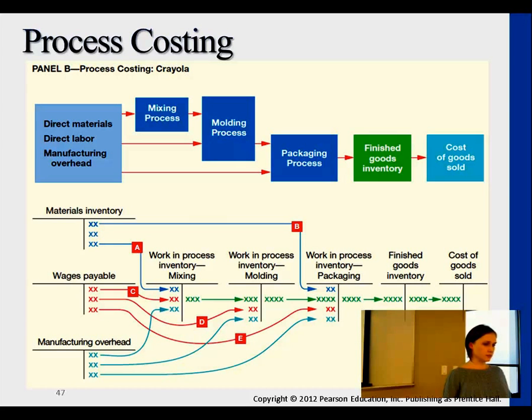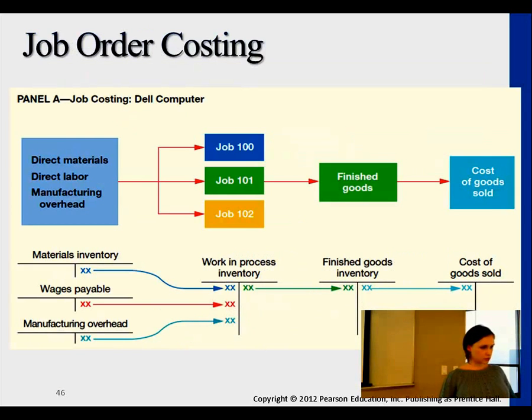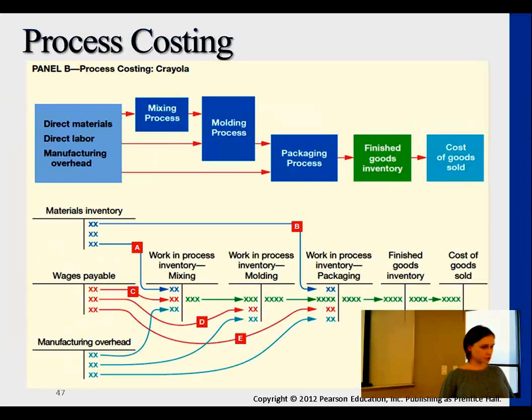So let's look at this. In process costing, this looks just a tad different. Again, we have our direct material, direct labor, and manufacturing overhead. Job order costing, you see how it looks; process costing is a little different. All units go through the same thing. That's Crayola. You remember this example? Dell computer, and then Crayola: it's the same crayon, same wax, just coloring is different. So all units go through the same production process, and so we have the same unit cost. So how are we going to deal with this?